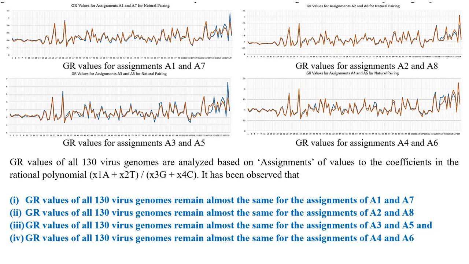GR values of all 130 virus genomes remain almost the same for A1 and A7. GR values of 130 virus genomes remain almost the same for A2 and A8. GR values of all 130 virus genomes remain almost the same for A3 and A5. And GR values of 130 virus genomes remain almost the same for A4 and A6.